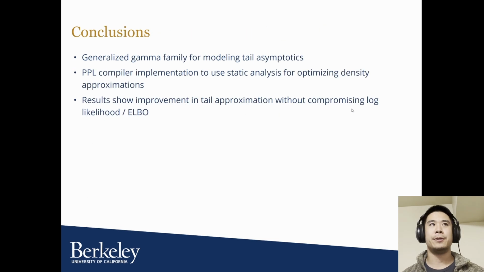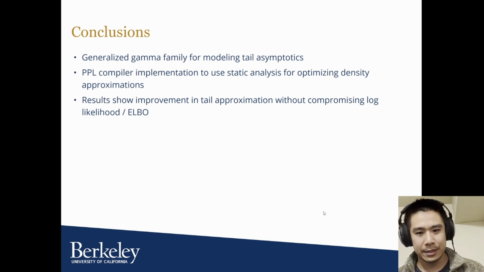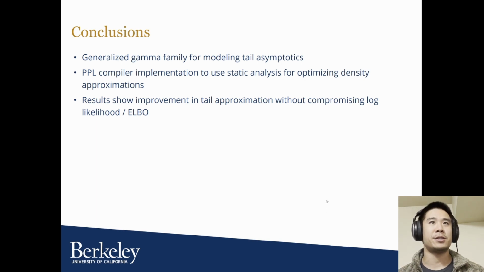In conclusion, we've seen how the generalized gamma family can be used to model tail asymptotics in probabilistic programs. We've shown how to operationalize this model in order to generate optimized density approximations during the static analysis of a probabilistic programming language compiler. And lastly, we've shown in a number of examples and additional benchmarks in the paper how this results in improvements of tail approximation without compromising goodness of fit measures such as log likelihood and ELBO.